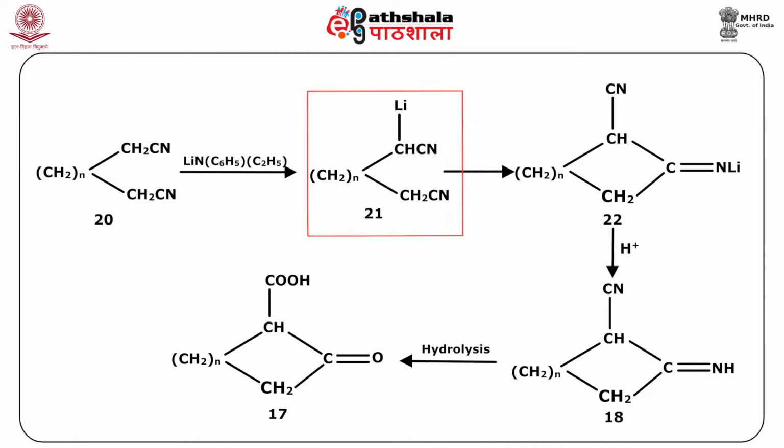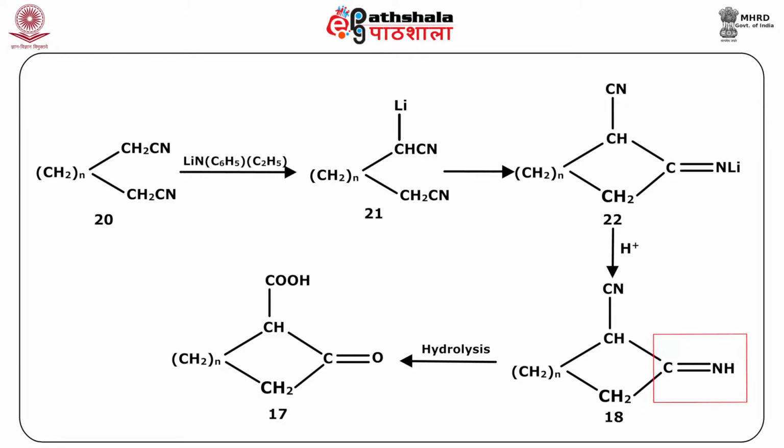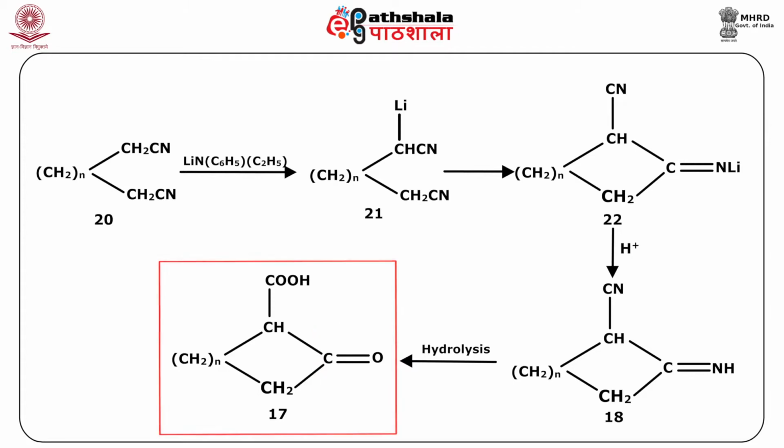In step 2, the carbanion 21 undergoes cyclization to give the carbocyclic ring 22. Step 3 involves the carbocyclic ring undergoing acidic hydrolysis, where the carbon double bond NH gets converted to a carboxylic group, C double bond O, and CN gets converted to an acidic moiety, which is compound number 17.